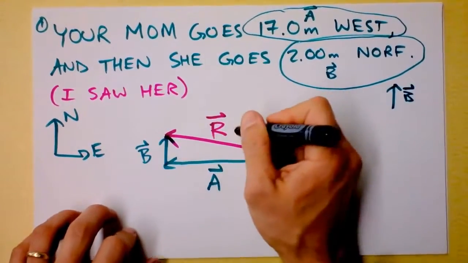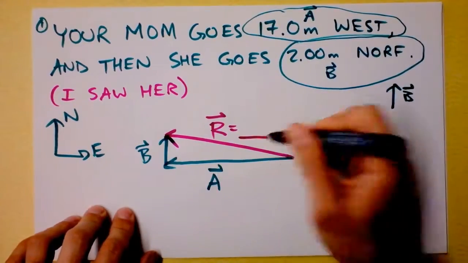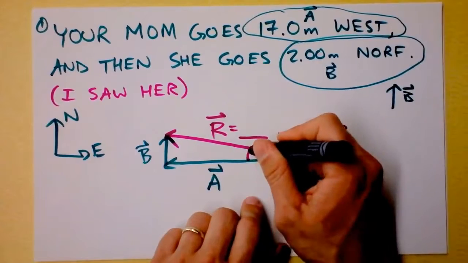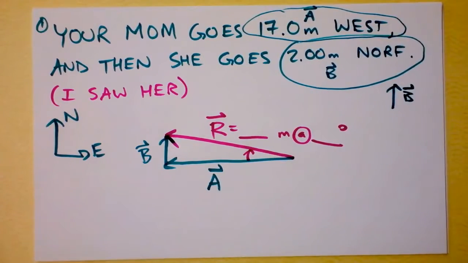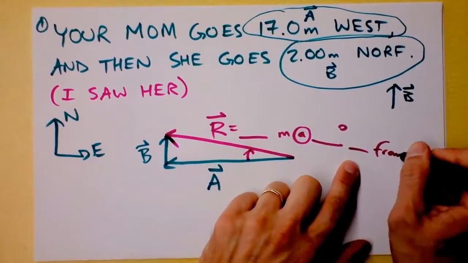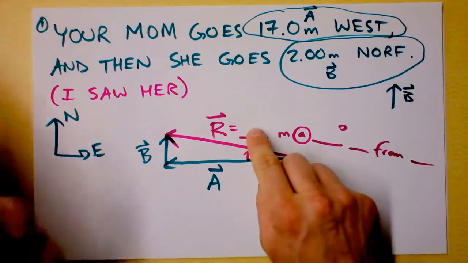This is our resultant R, and we're trying to find out everything about R. So it's going to have units of meters, some number of meters, at what angle? Probably that angle right there, which we'll be able to find using math. Yay! Here's what I'm thinking. We're probably going to use the Pythagorean theorem to find that distance right there.